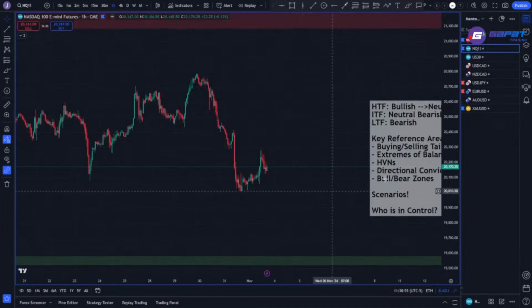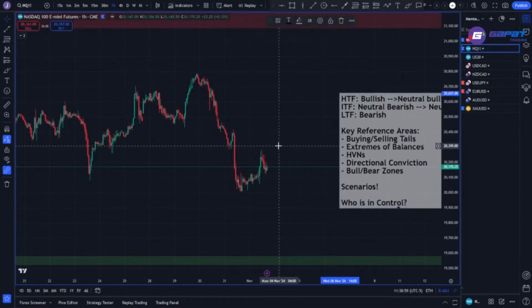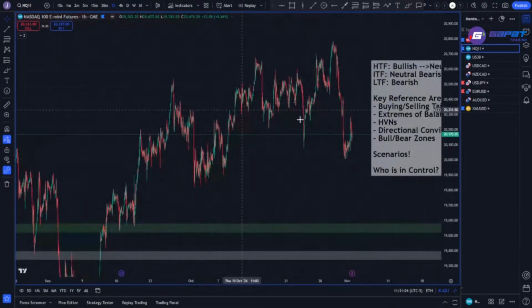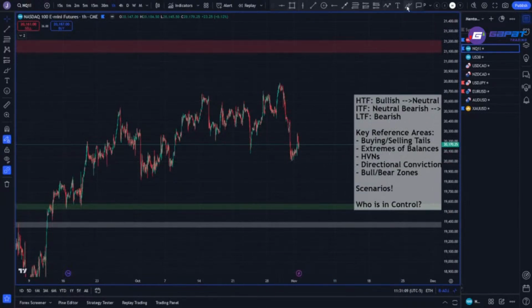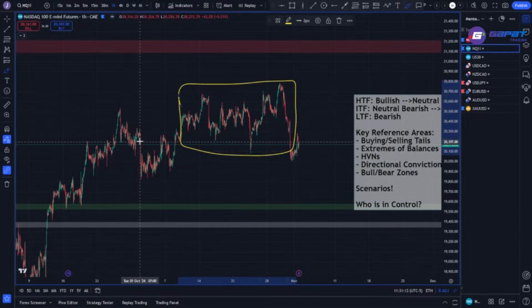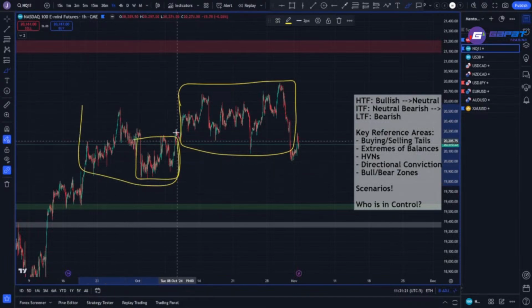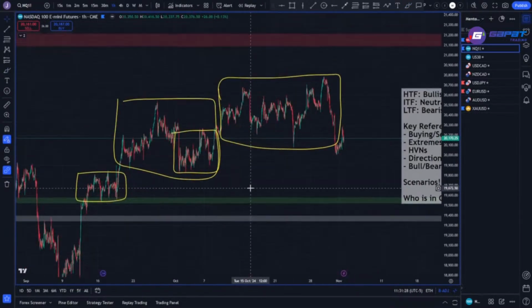So let's continue on this NQ. Key reference areas, again, we're going to go through them again on the NQ. So let's zoom out and find our ranges, first of all. This is a range that was forming. We have a smaller range in here. This one's a little choppy, but you can have another one that encompasses both of them, and then another one here. Again, this is fairly similar to what the ES looks like.